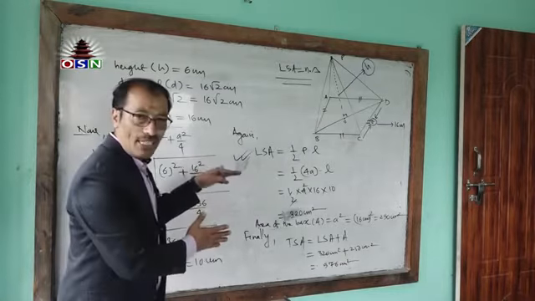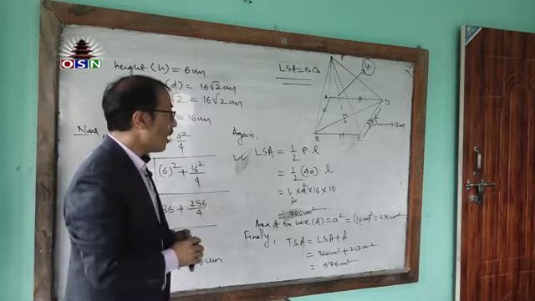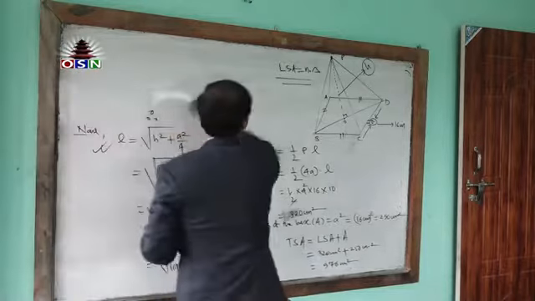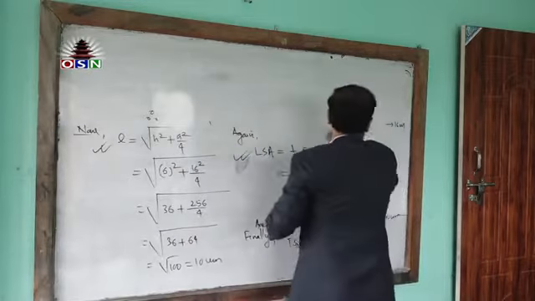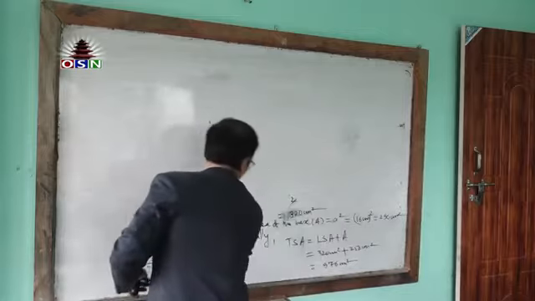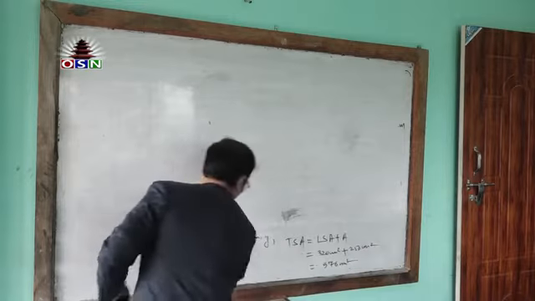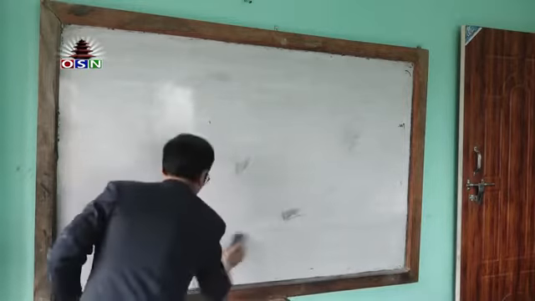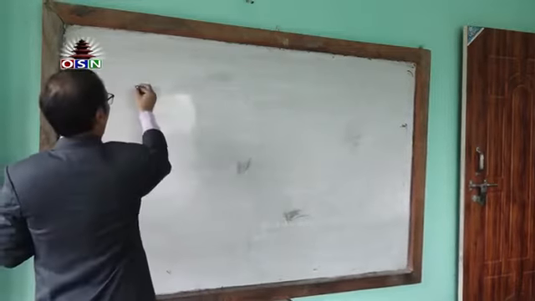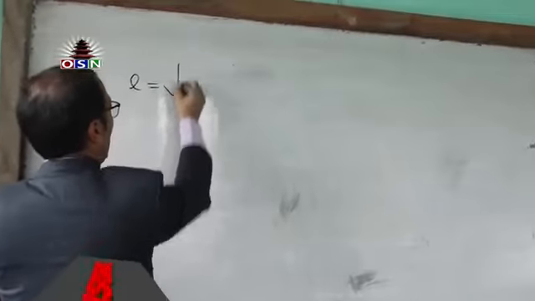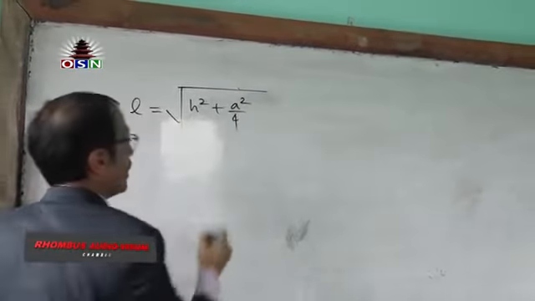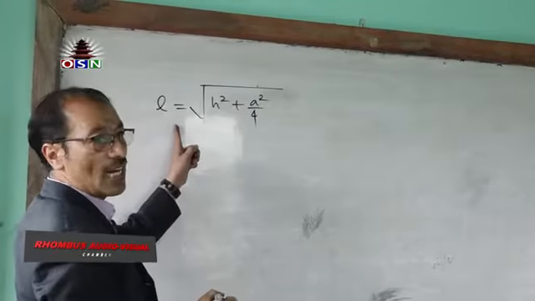Finally, please, one more thing you have to remember. Let's complete this problem, and then one more piece of information I would like to give you. Let me erase this one, please. That is related to slanting length only. Okay. Yes, please. Slanting length. The formula for slanting length, please. This is, we know, root of h square plus a square by 4. This is the formula for slanting length.